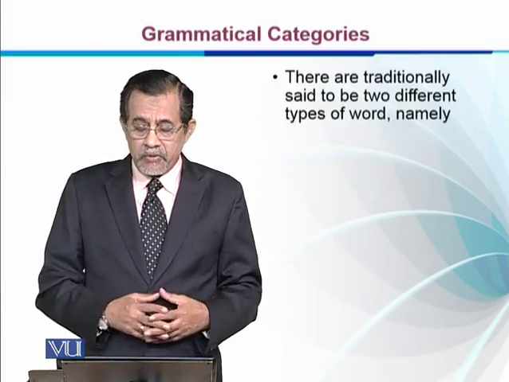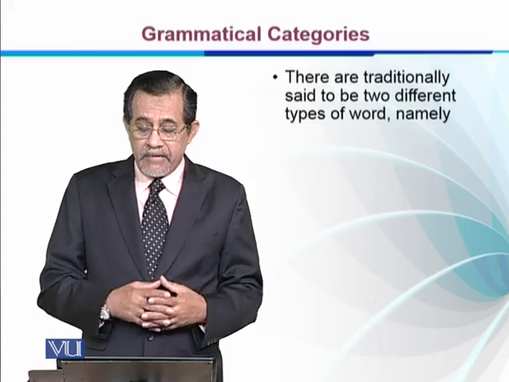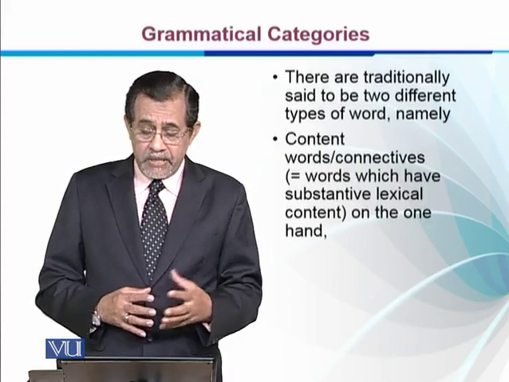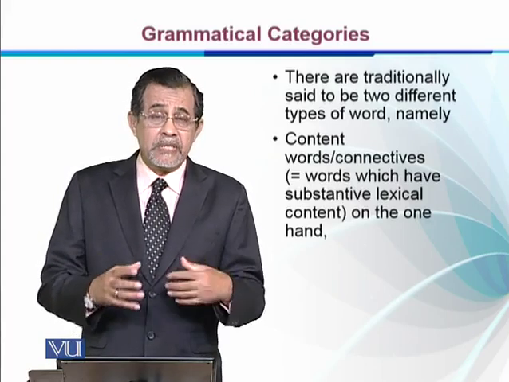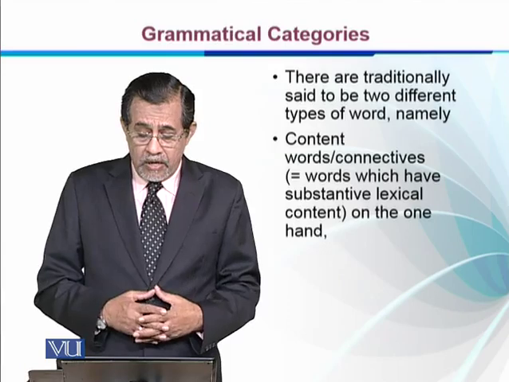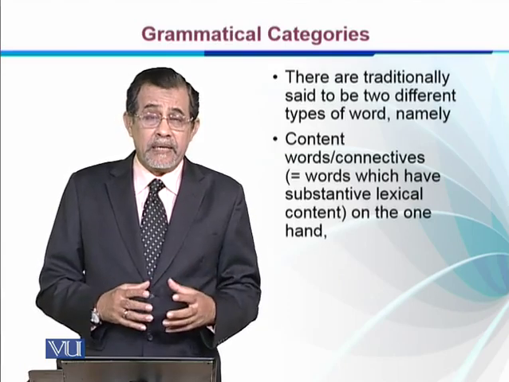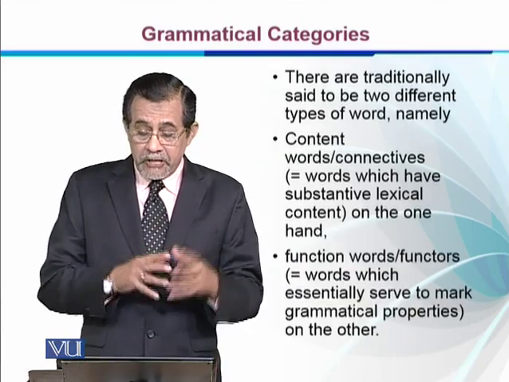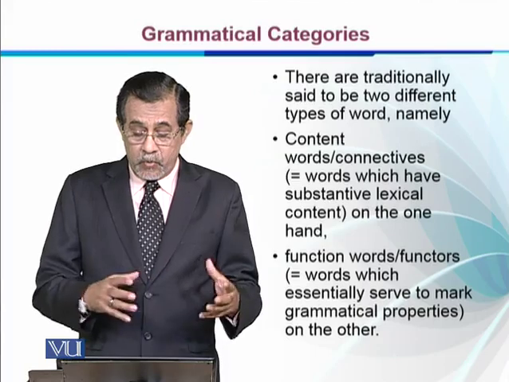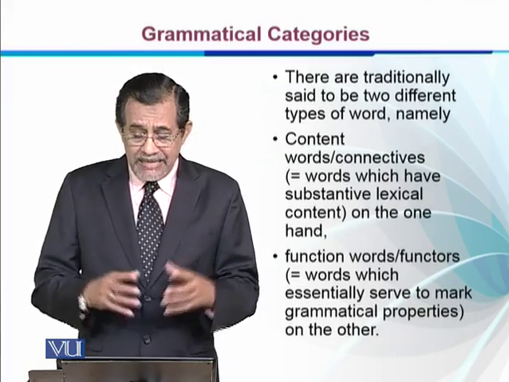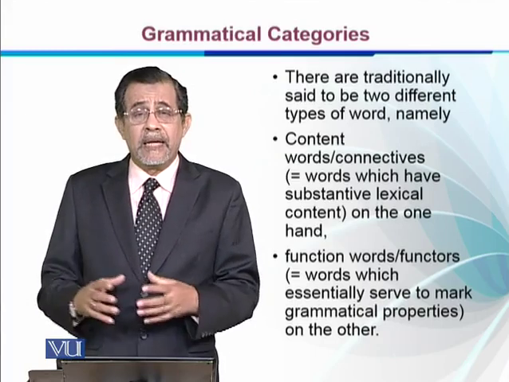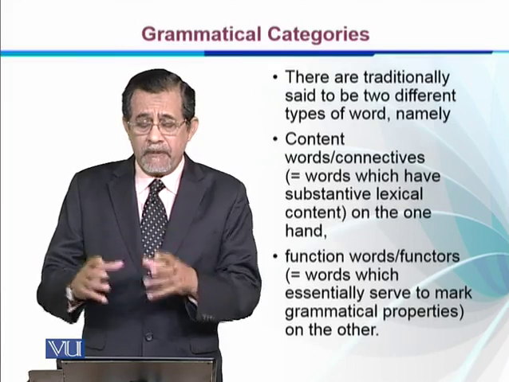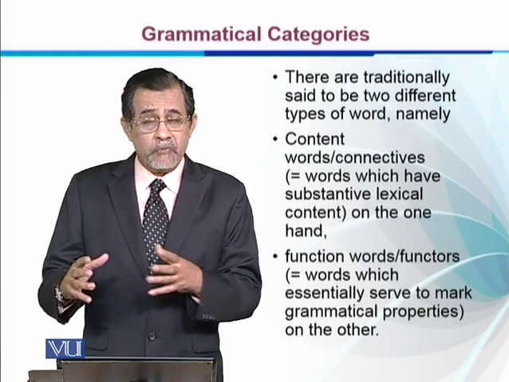There are traditionally said to be two different types of word, namely content words, substantive words, which carry meaning or have substantive lexical content which can be described, on the one hand, and function words or functors, words which essentially serve to mark grammatical properties, on the other hand. For example, pronouns: these are function words or functors.